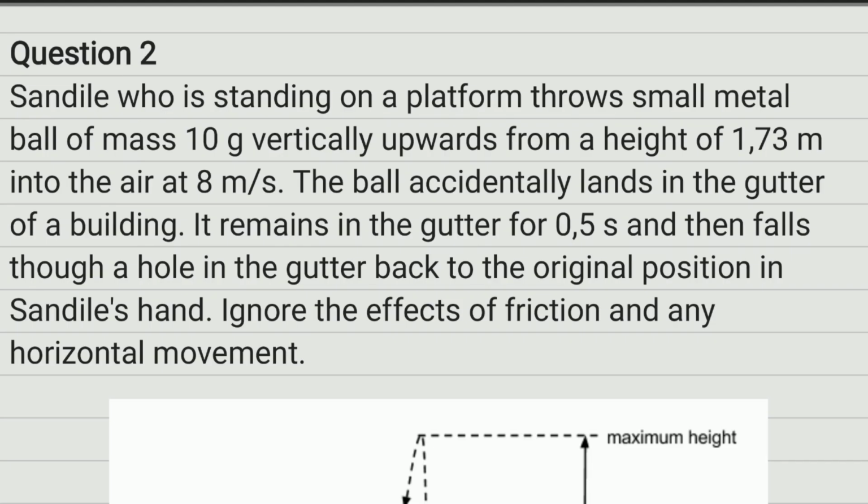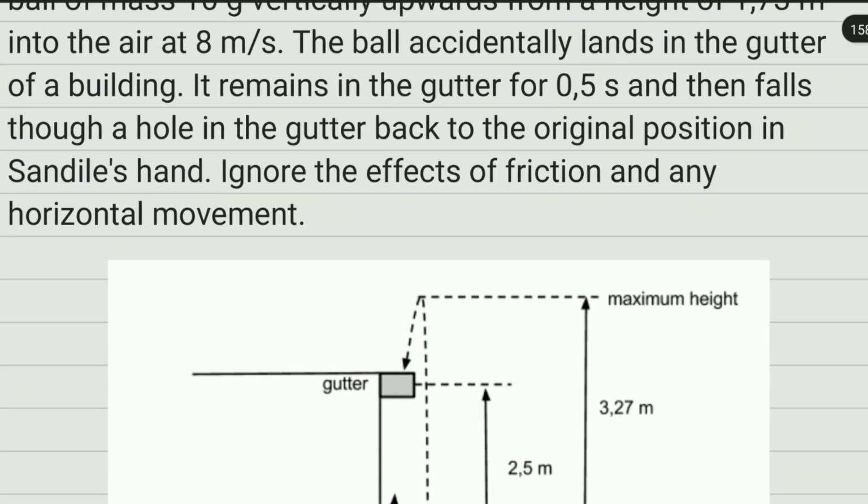Okay, here is the second question. This question said, Sandile, who is standing on a platform, throws a small metal ball of mass 10 grams vertically upward from a height of 1,73 meters into the air at 8 meters per second. The ball accidentally lands into a gutter of a building. It remains in the gutter for 0,5 seconds and then falls through a hole in the gutter back to the original position in Sandile's hand. Ignore the effect of friction and any horizontal movement.